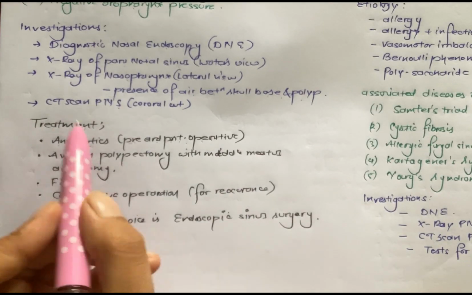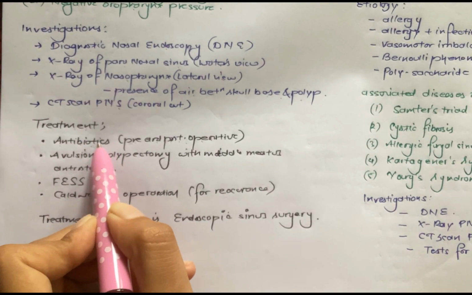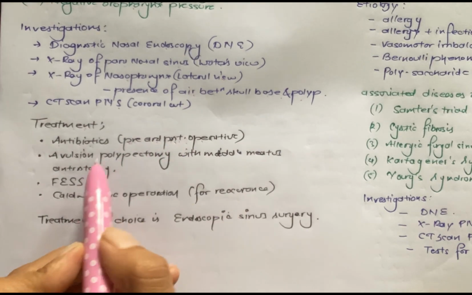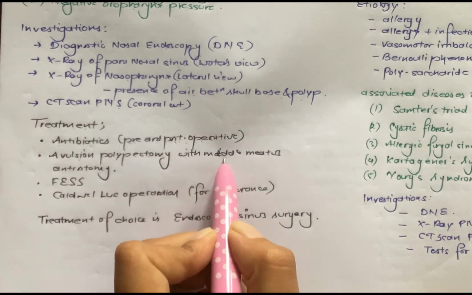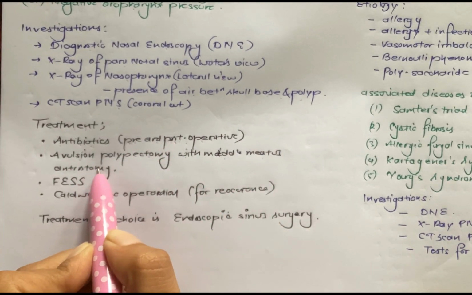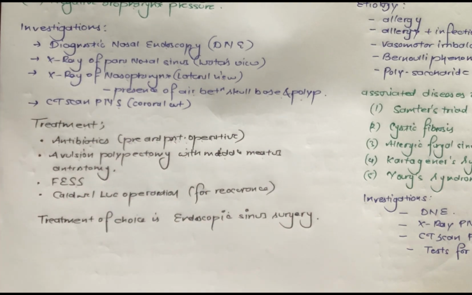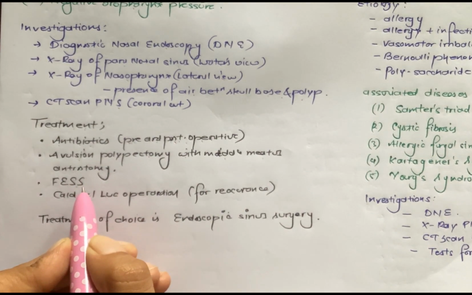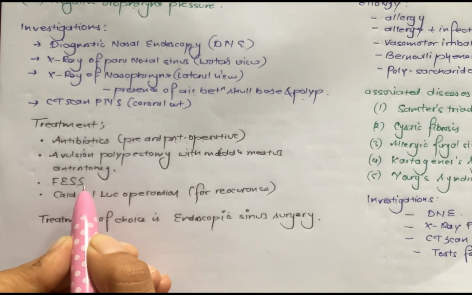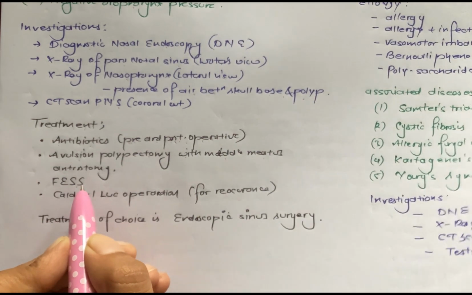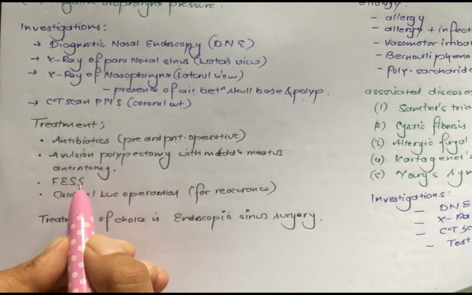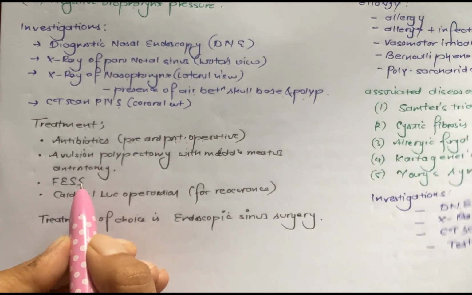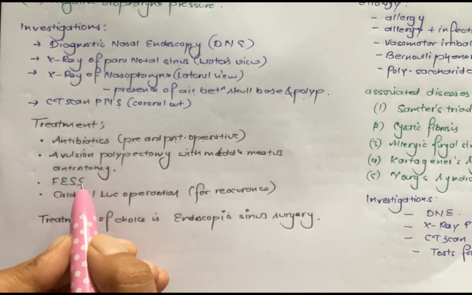Moving on to the treatment, antibiotics can be given preoperatively and postoperatively. Avulsion polypectomy with middle meatus antrostomy can be done. And FESS, that is functional endoscopic sinus surgery, can also be done. It is nothing but a minimally invasive technique done intranasally using a rigid endoscope to provide adequate drainage and ventilation of the sinuses without removal of the mucosal lining of the sinus.